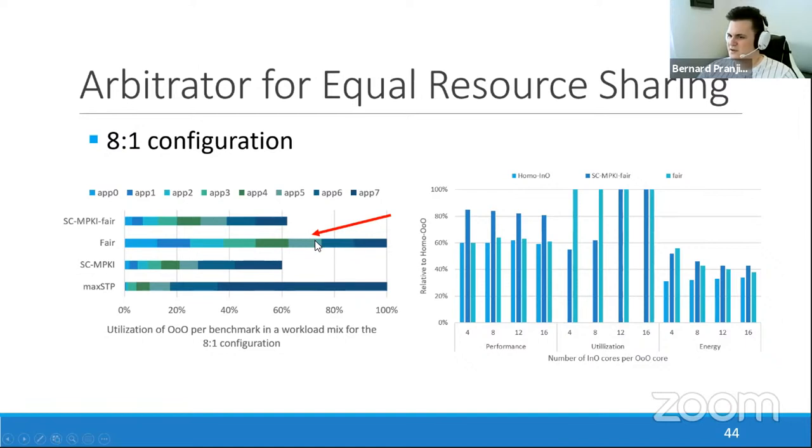But this is kind of unnecessary because energy usage is really high. We can see this in this graph. So the energy usage is really high, while performance is nowhere near the energy efficient fair arbitrator. Now, the energy efficient fair arbitrator makes sure that no app is run more than 12.5% of the time, but it still reduces the total utilization to about 63-64%.